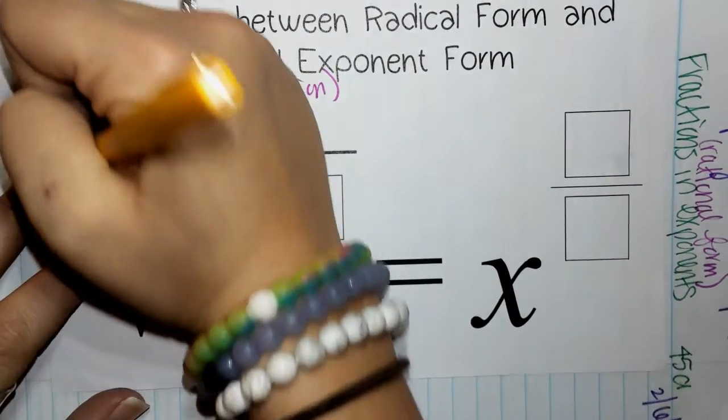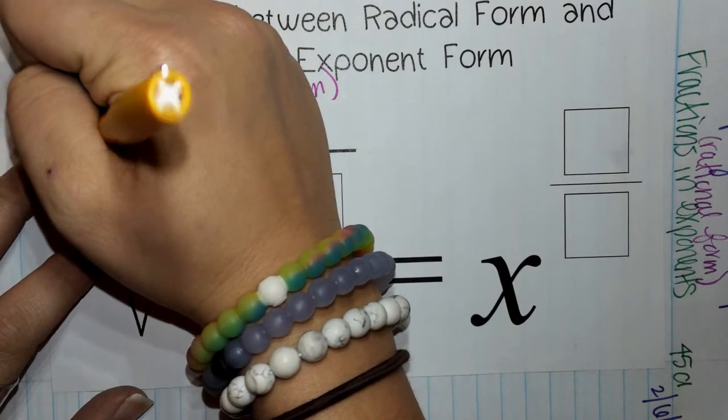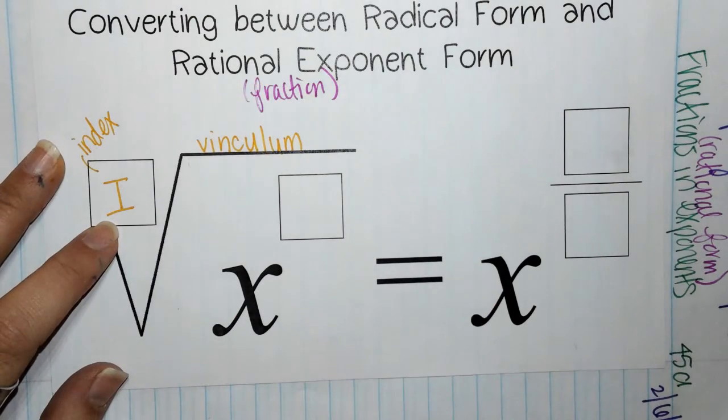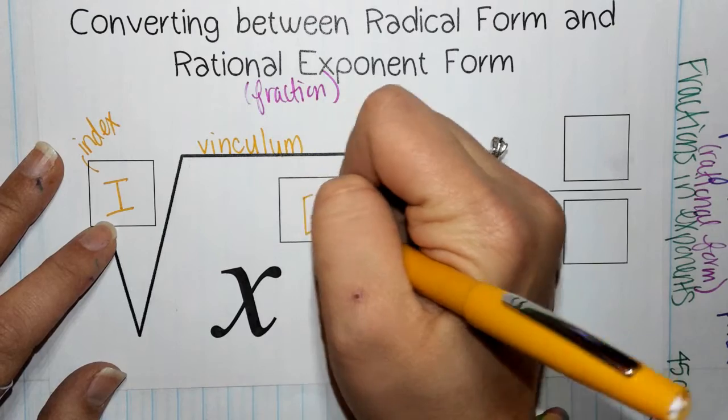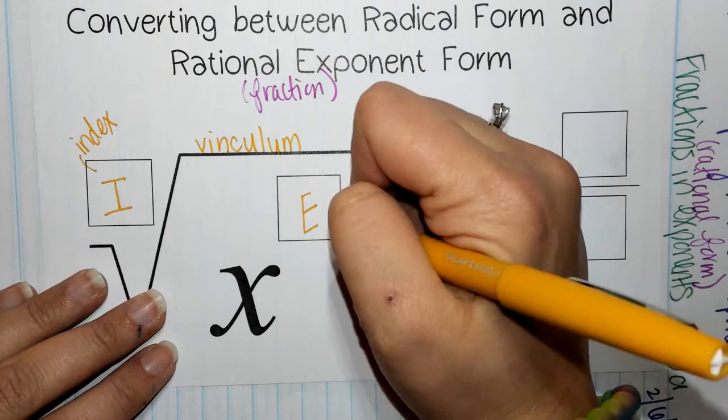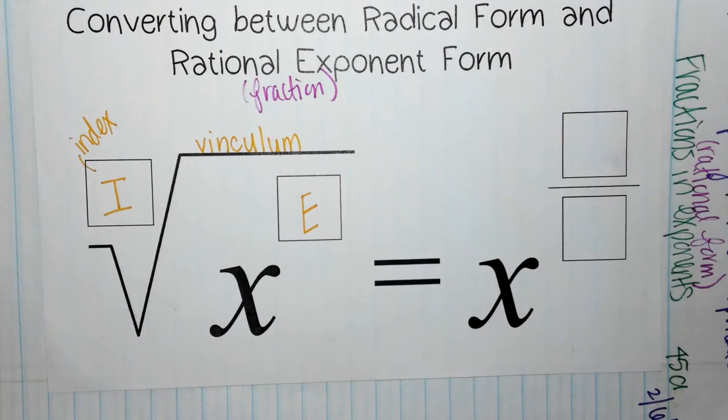Now, this guy, he is I, which is our index. This guy, he's our exponent. But we know what E stands for. We can handle that, right?